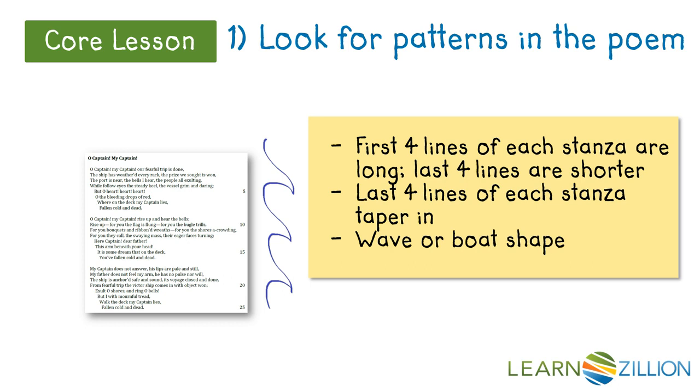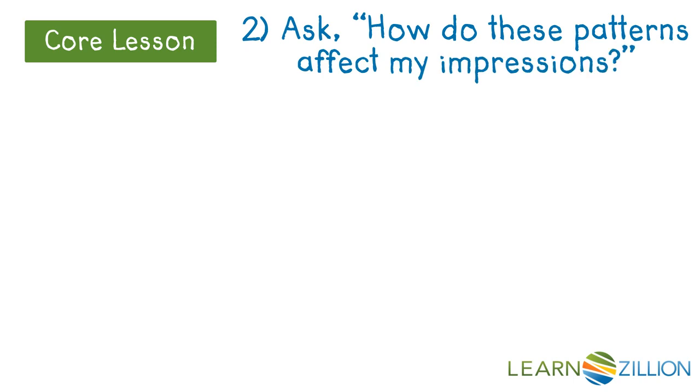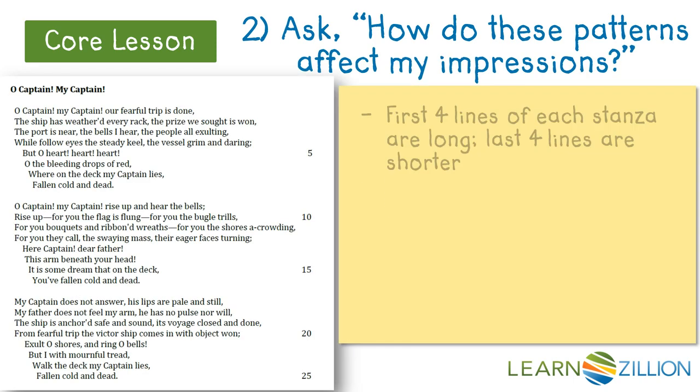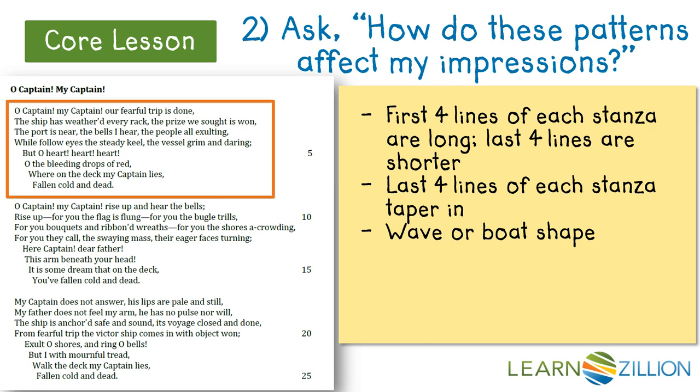Okay, so the second step is to ask, how do these patterns affect my impressions? Let's look at the text again, along with the notes I took. Now that we have identified that there is this wave-like shape that goes in and out, why would the author do that? Well, let's think about the text. I see in the first stanza that the first 4 lines are the celebration of their return, and then the last 4 lines are when the narrator has the shock of discovering that the captain is dead. That's a pretty big shift in theme, from excitement and exultation to shock and sadness.